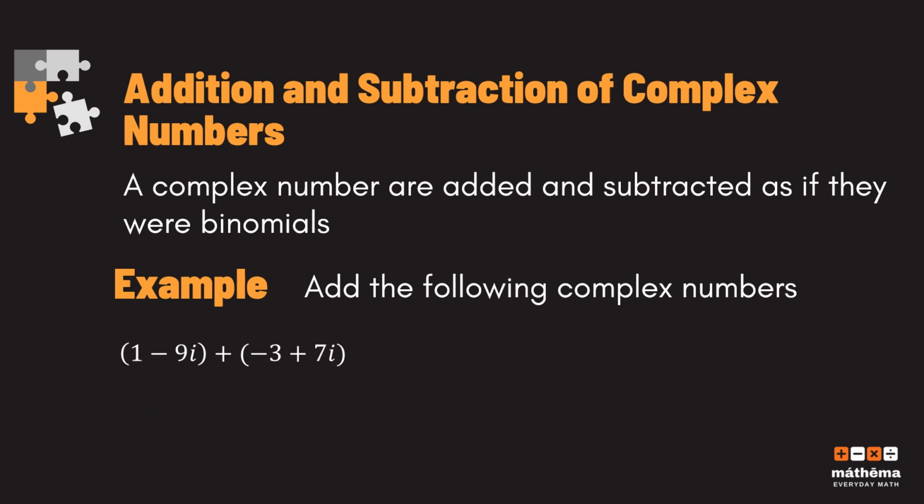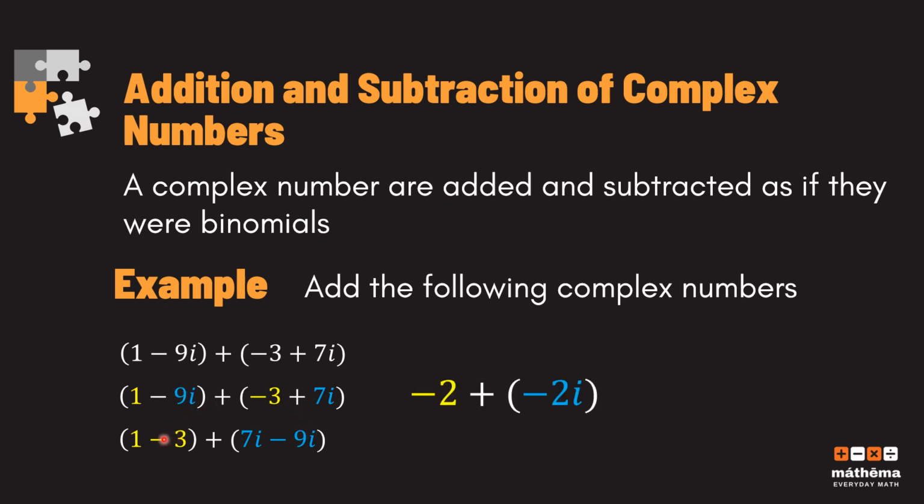Next, we have the quantity of 1 minus 9i plus the quantity of negative 3 plus 7i. Again, combine like terms, we will have 1 minus 3, and then 7i minus 9i. 1 minus 3 is negative 2. And then we have 7i minus 9i is negative 2i. Simplified, this will give us negative 2 minus 2i. So that will be our final answer.